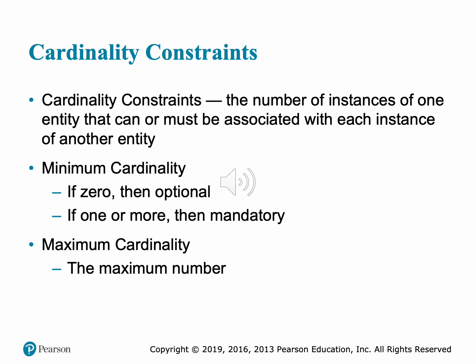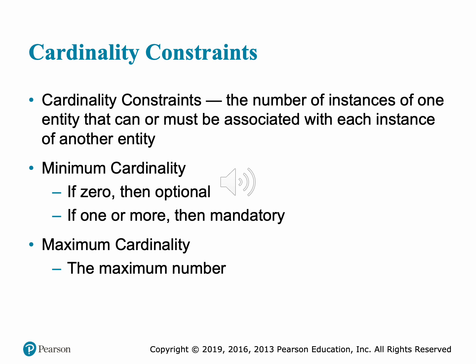So the minimum cardinality refers to the smallest number of instances that must participate in a relationship. In simple terms, it is the least number of connections that an entity can have with another entity. For example, in a relationship between students and courses, if the minimum cardinality is 1, it means that every student must be enrolled in at least one course. If the minimum cardinality is 0, it means that a student can exist without being enrolled in any course.